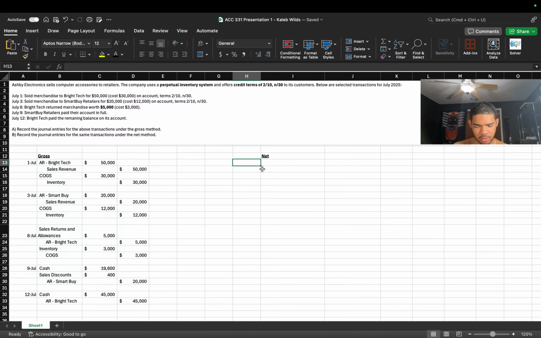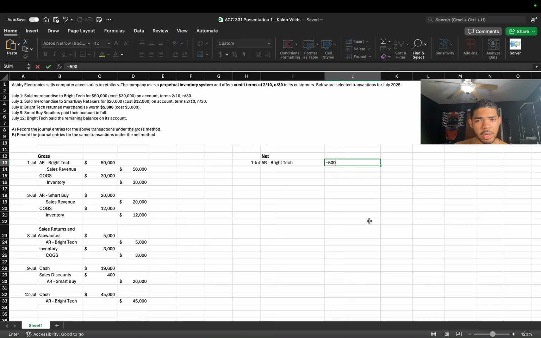So now under the net method, we're going to do the same thing. However, with the net method, we have to remember we're going to assume all the customers are going to take advantage of the discount from the start. So let's see, we know our accounts receivable are going to go up. Or Ashby's accounts receivable are going to go up.